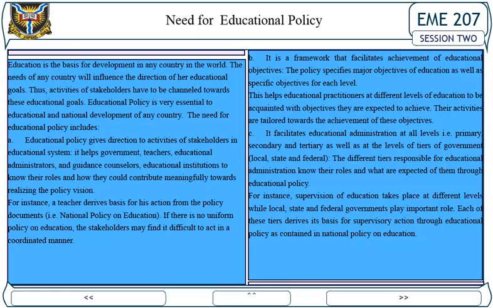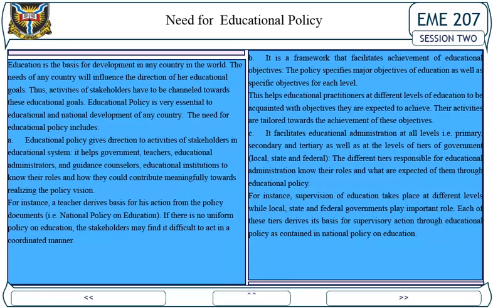A. Educational policy gives direction to activities of stakeholders in the educational system. It helps government, teachers, educational administrators, guidance counselors, and educational institutions to know their roles and how they could contribute meaningfully towards realizing the policy vision. For instance, a teacher derives the basis for his action from the policy document, that is, the National Policy on Education. If there is no uniform policy on education, the stakeholders may find it difficult to act in a coordinated manner.